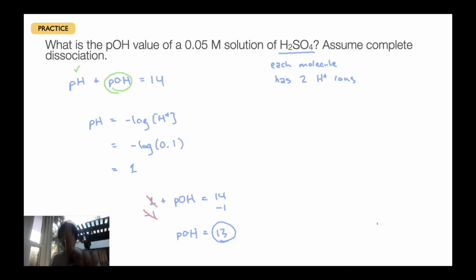And here we go. The pOH turns out to be 13. For this problem, you can't solve for pOH directly because we're trying to get the pOH of an acid, and an acid doesn't have hydroxide ions. So you have to get the pH first. Get the pH of the acid, and then we should know that pH plus pOH equals 14, so you can figure out pOH after you get pH.